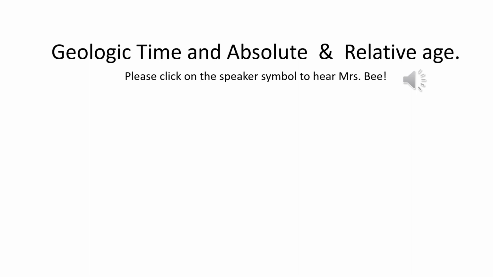The absolute age of a rock is where you give it a numerical value, like 1,000 years, 1,000,000 years, 10 million years. But when we talk in terms of relative age of a rock, we're talking about whether it's younger or older than the rocks around it. So here we go.